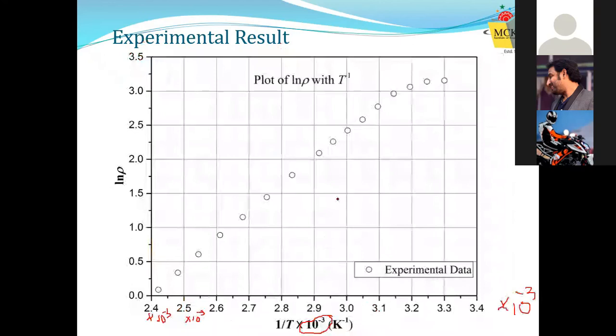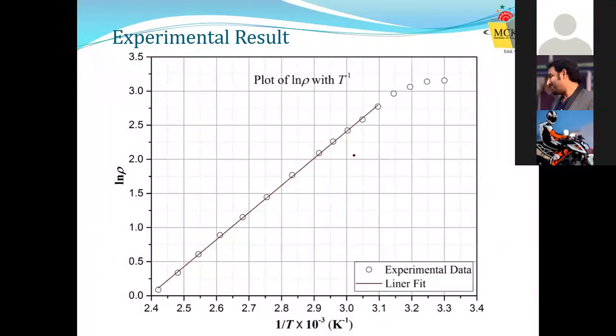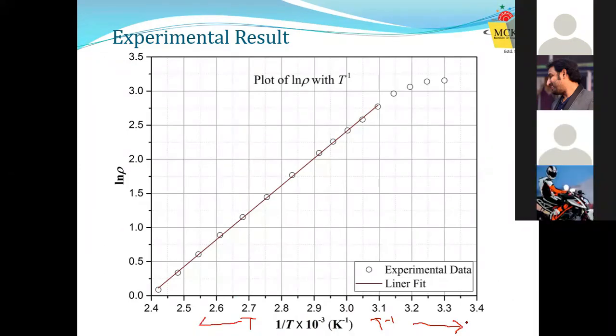So if you draw a straight line, more or less, you can see the straight line is more or less this. So just extending beyond 3, you can see. This is the starting point, 2.4. 2.4, this is the highest temperature. Please understand, T inverse is increasing in this direction. That means temperature is increasing in this direction. If T inverse is increasing in this direction, temperature is increasing in this direction.